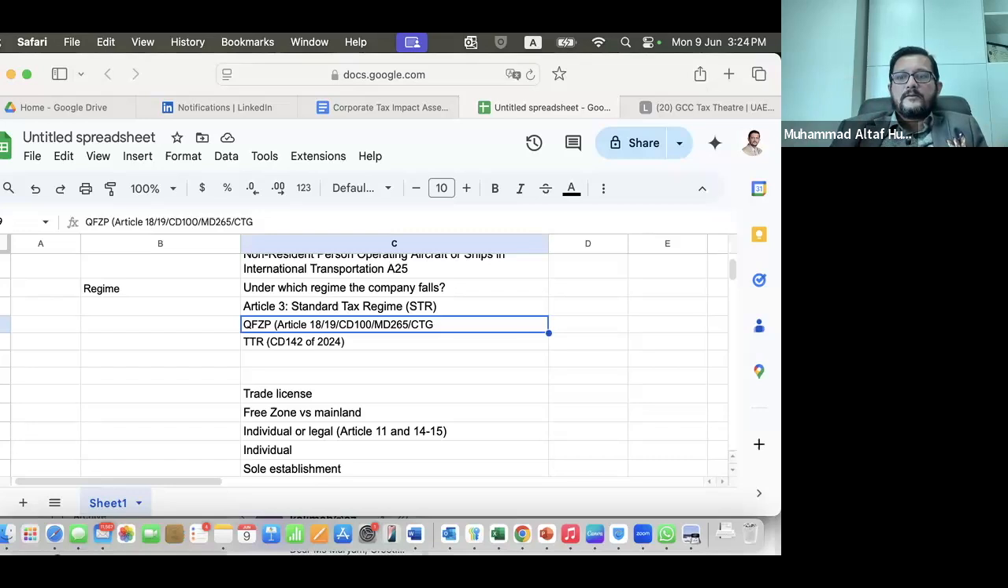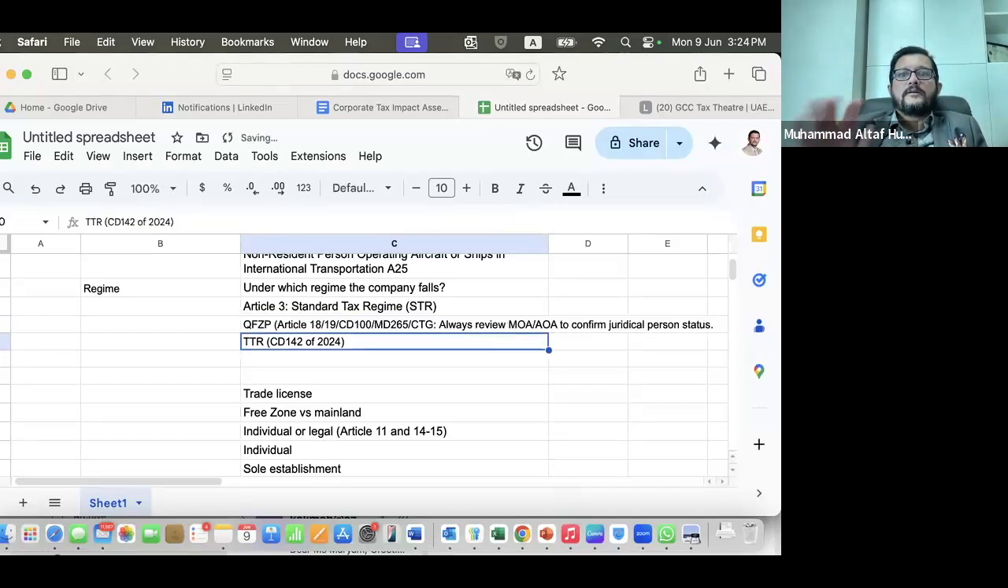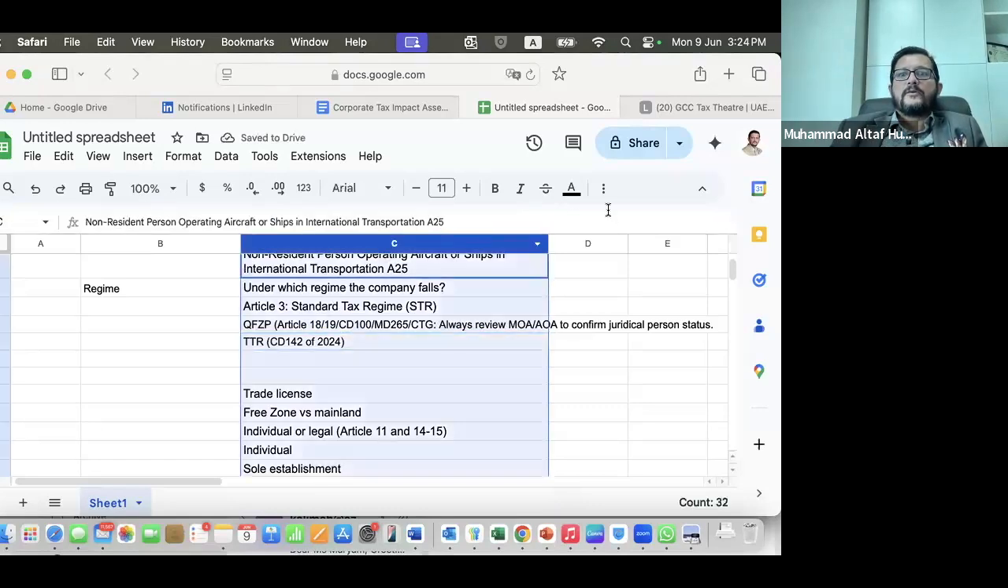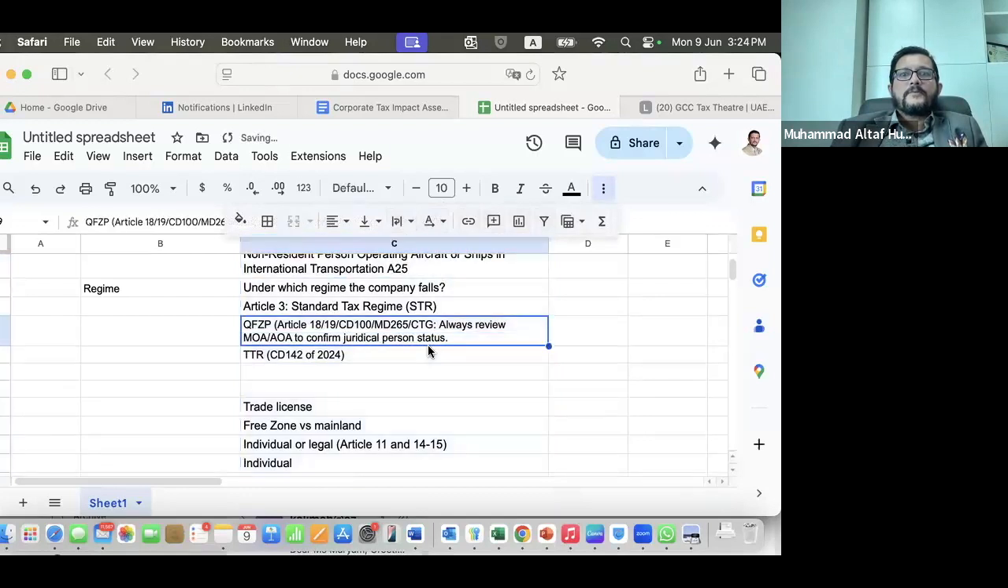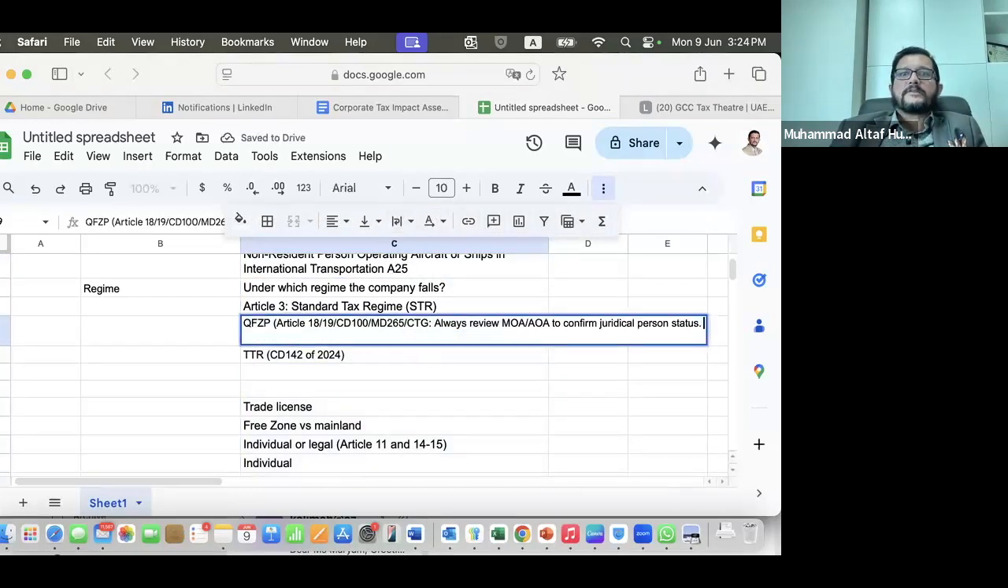But the main diligence is that we have to look at the memorandum. Always review the MOA or AOA, memorandum or articles, to confirm juridical person status. That's a given. Asking for the memorandum of association is a bare minimum must. Memorandum and articles have to be seen. There's no escaping it.